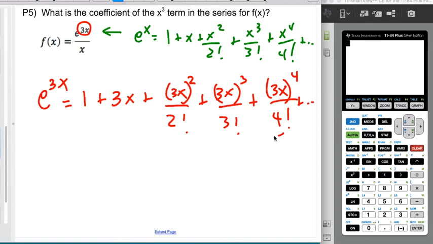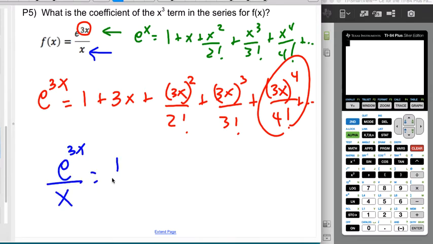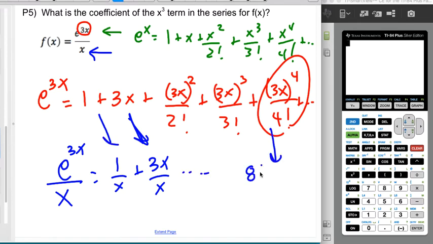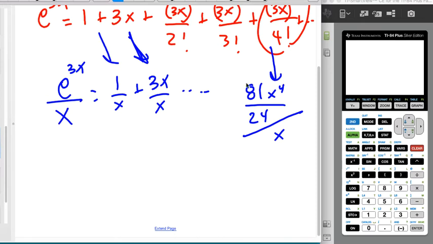Now you might say, why is this the one I'm going to end up wanting? Well, the last step in this is to divide everybody by x. So e to the 3x divided by x is going to be 1 over x, 3x over x, and so on. This is the one that's going to end up being cubic, because this is going to be 81x to the 4th over 24, all divided by x. Dividing by x is what gives me that cubic term. So I'm going to get 81 over 24 times x to the 3rd.